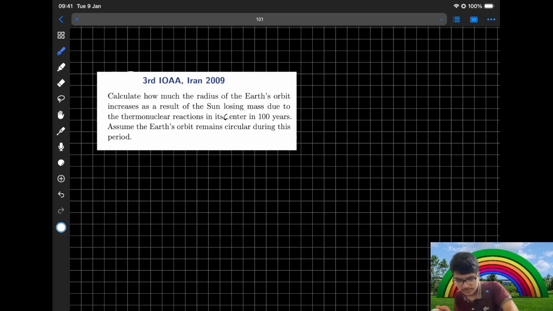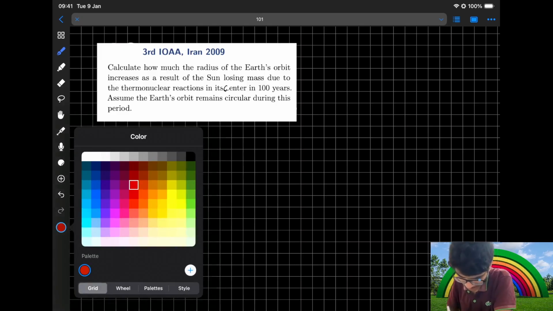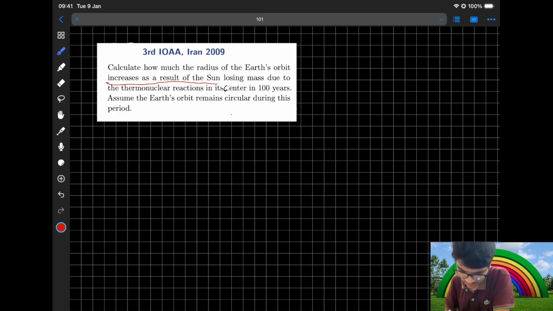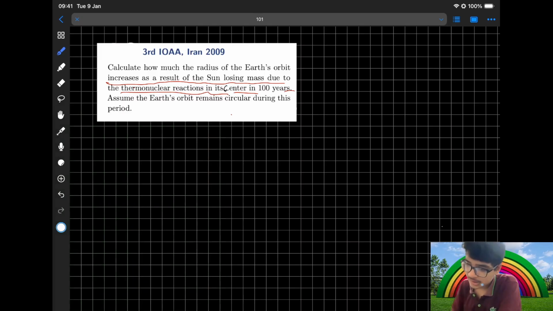So I suppose this question is really good. I mean, how much does the radius of the Earth's orbit really increase as a result of the Sun losing mass due to thermonuclear reactions in a century? So we do need this relation, Einstein's mass-energy equivalence.